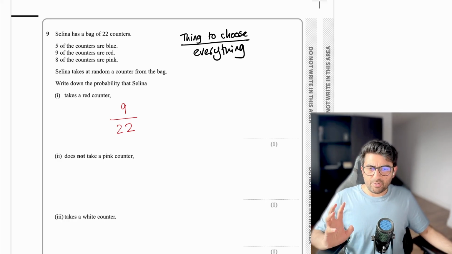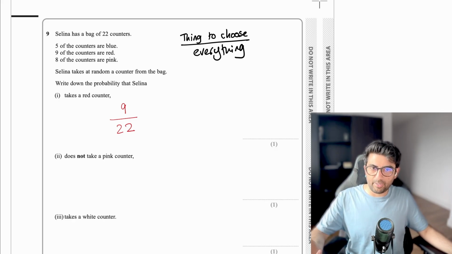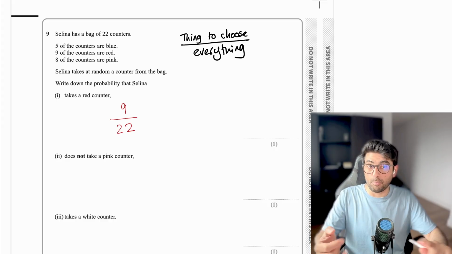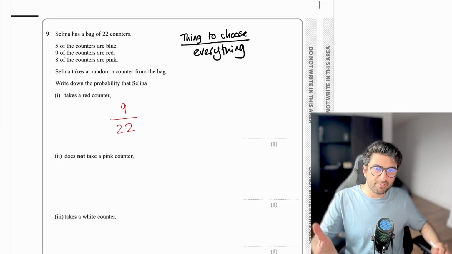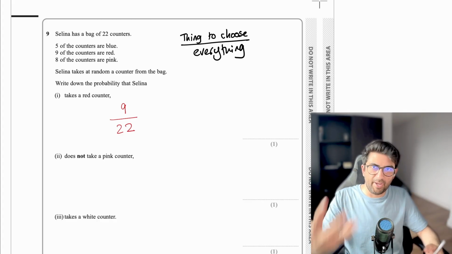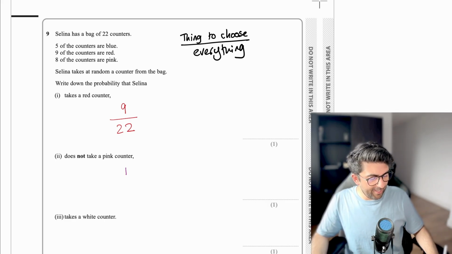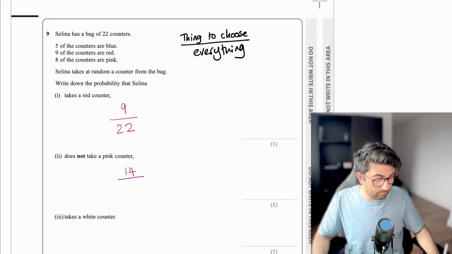Part 2 says, what's the probability that she does not pick a pink counter? So not picking a pink counter is everything other than a pink counter. So blue and red are not pink. Okay, so blue is 5, red is 9. So those are the things we can choose. 9 and 5 makes 14. And again, out of everything, and everything stays the same in this one, it's just 22.